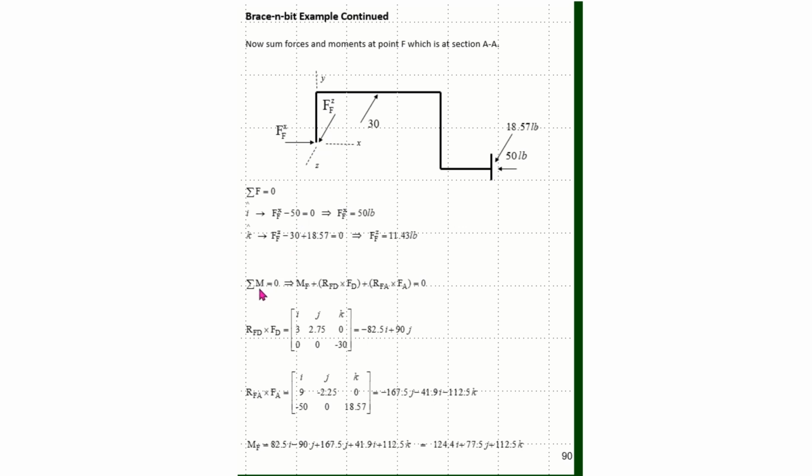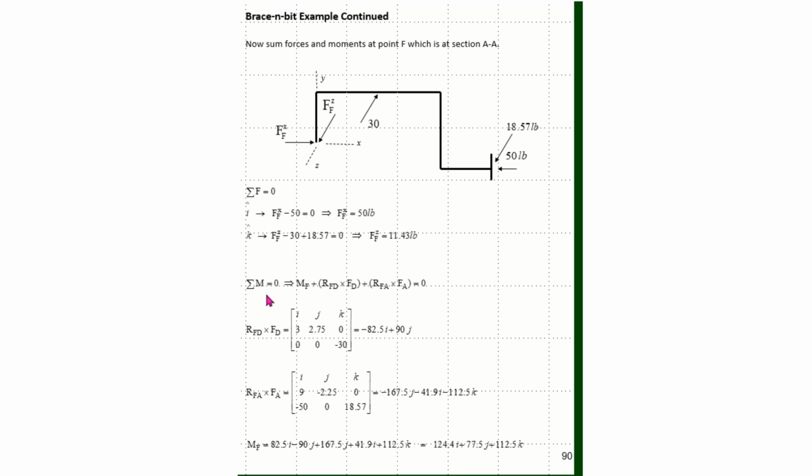Now I'm ready to sum moments. The summation of moments has to be equal to 0, but the moment at F will certainly not be 0 in this case. This point here can handle bending and twisting and carry moments. So this moment F will not be equal to 0, like the MO was when we summed moments about the wall. Summing moments here, I again have only two places where external loads are applied, and I have no external torques. So I'll have an R cross F for point D here, and an R cross F for point A here.